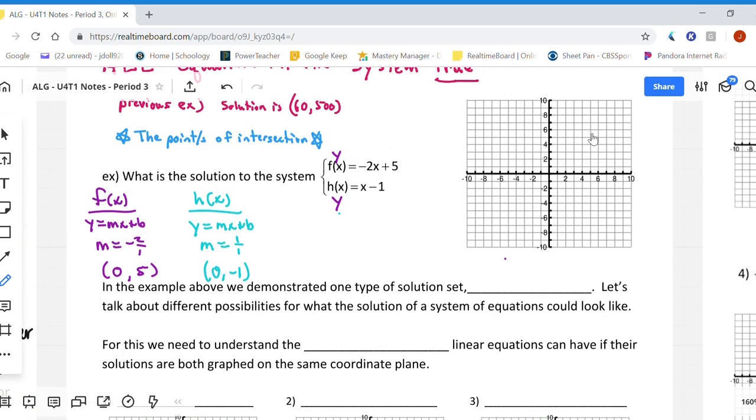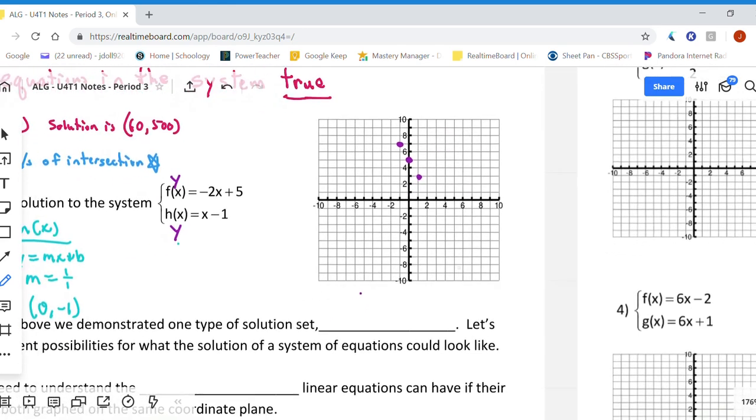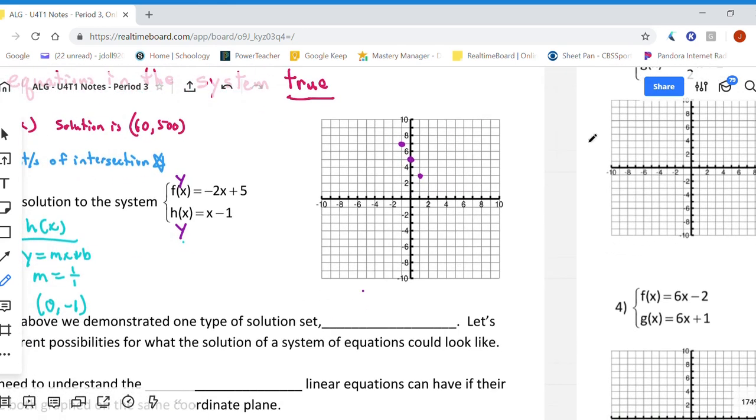So let's now come over here to our coordinate plane, and let's graph our y-intercept. We go down 2 and right 1, up 2 and left 1. And I could draw my line at this point, but I'm going to hold off just 1 second, and I'm going to graph the 3 points for h of x here. So I start at 0, -1, I go up 1 and right 1, down 1 and left 1.